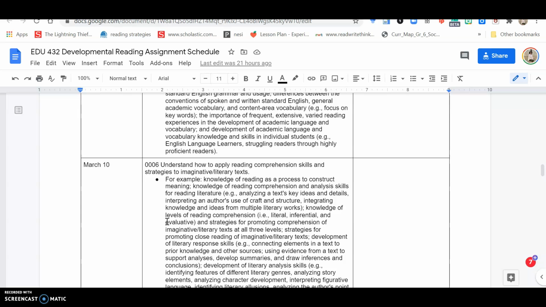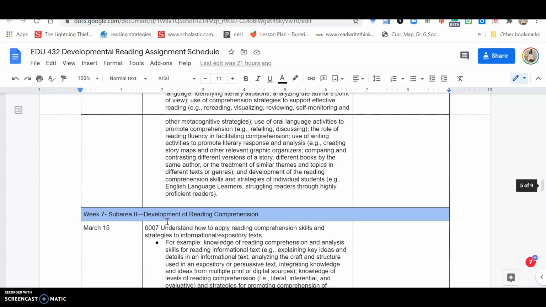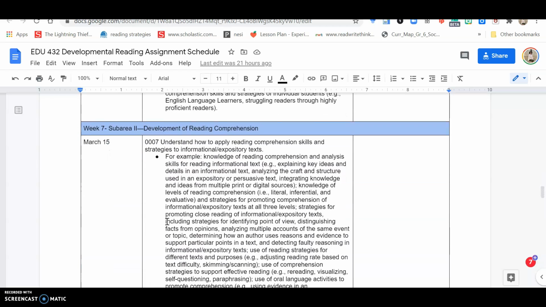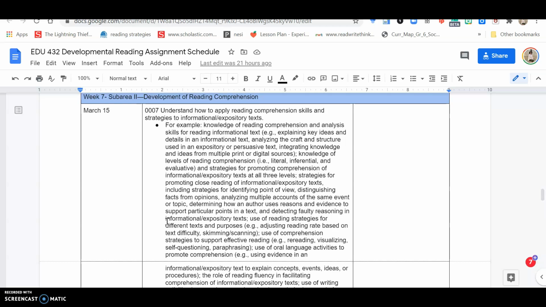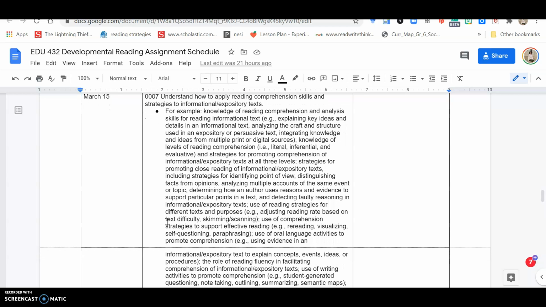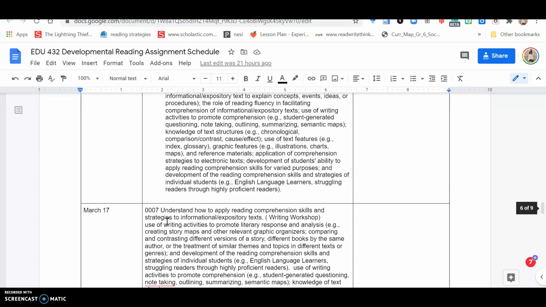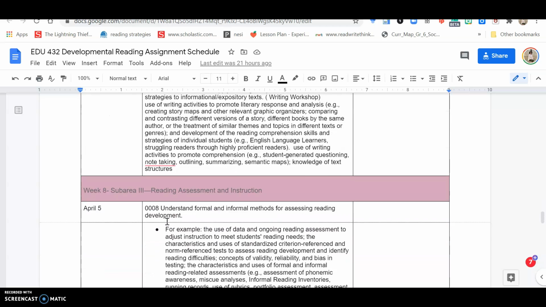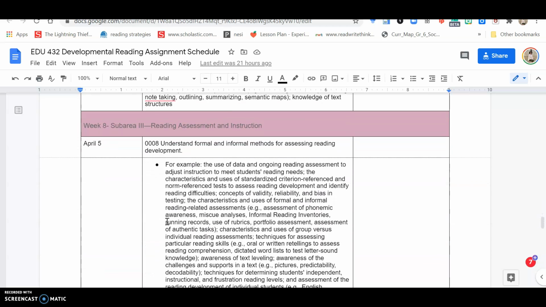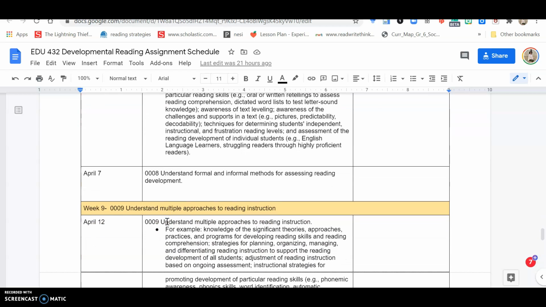And the sixth standard for the FORT is understanding how to apply reading comprehension skills and strategies to imaginative and literary text. Week 7, we're going to go into developmental reading comprehension, understanding how to apply reading comprehension skills and strategies. March 17th, we're going to continue with that. And then sub-area 3 for the FORT is reading assessment and instruction. So we're going to take a deeper dive during the week of April 5th and April 7th.